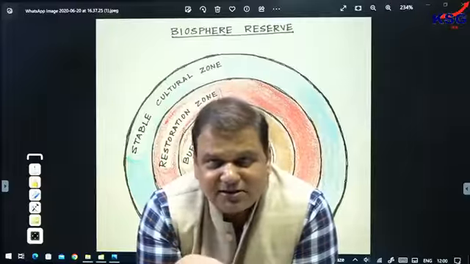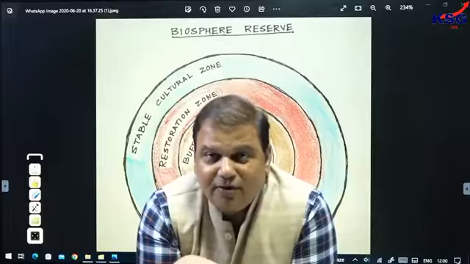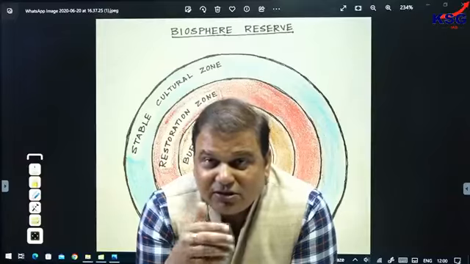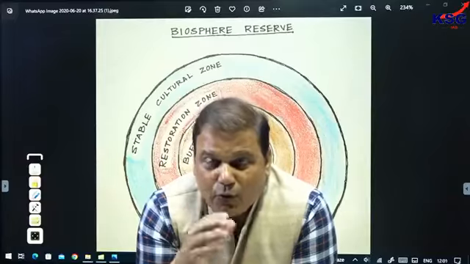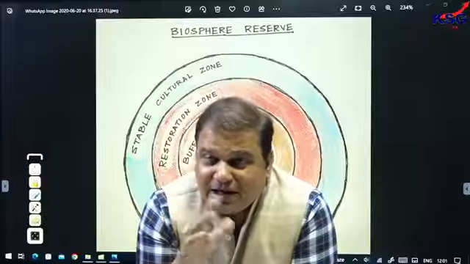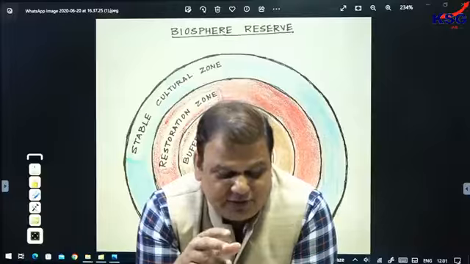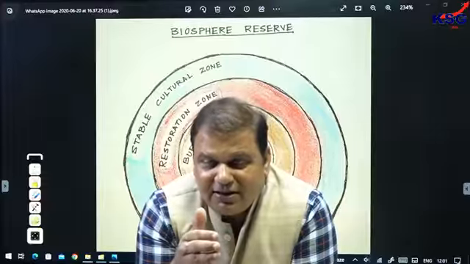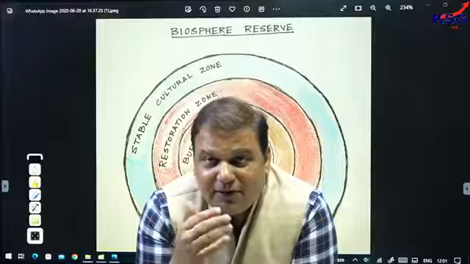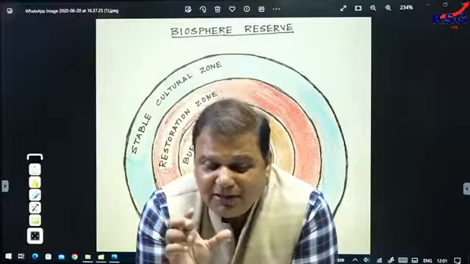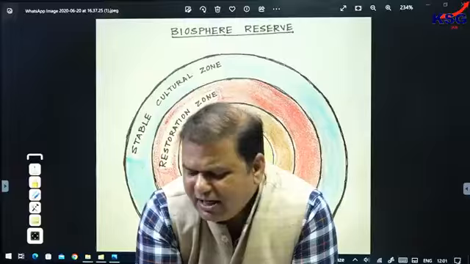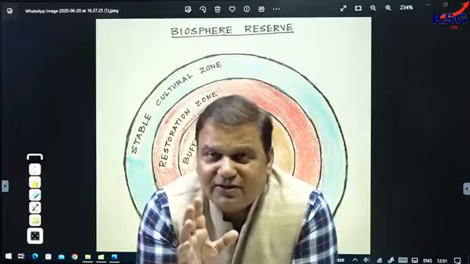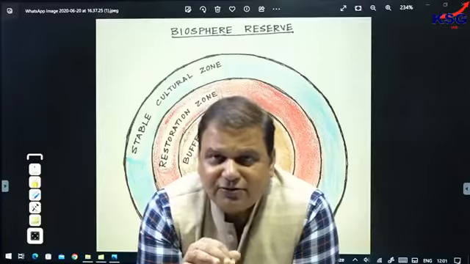The second difference is in the pattern of orientation. Biosphere reserves are what? Biosphere reserves are ecosystem oriented. Wildlife sanctuaries are species oriented. So, biosphere reserves are meant for the protection of ecosystem, and wildlife sanctuaries are meant for the protection of species. But if you talk about national park, the main thrust is given on the protection of one animal. So that's about national park.